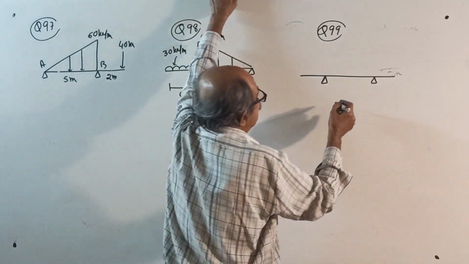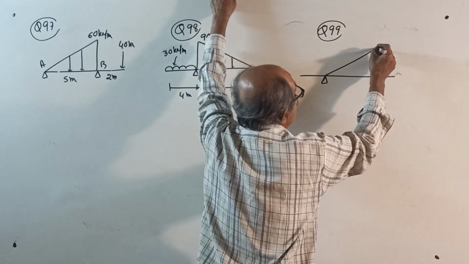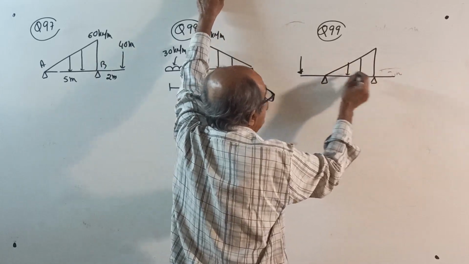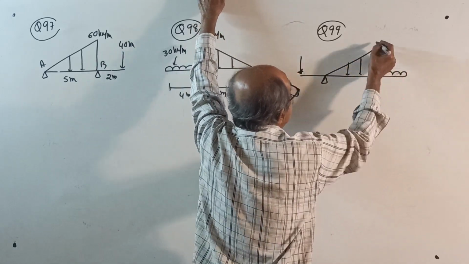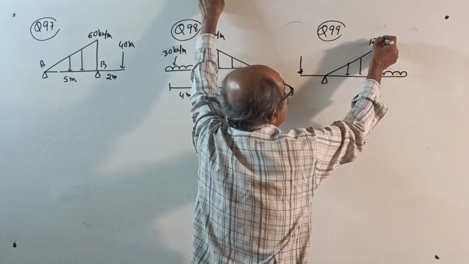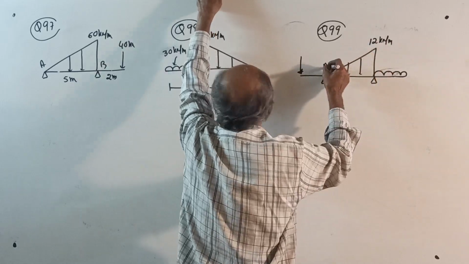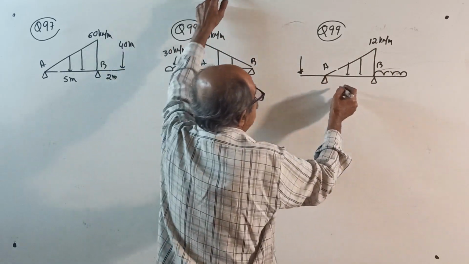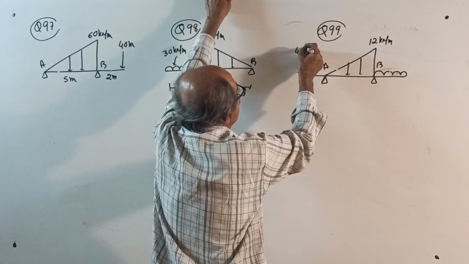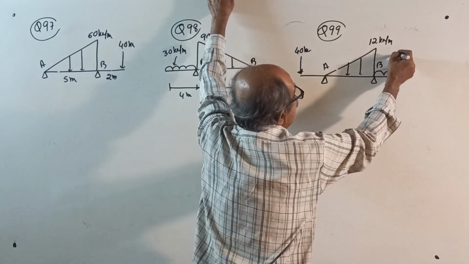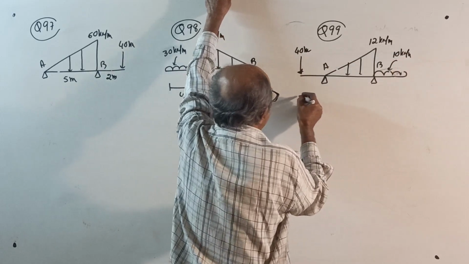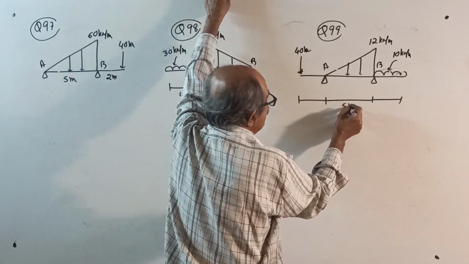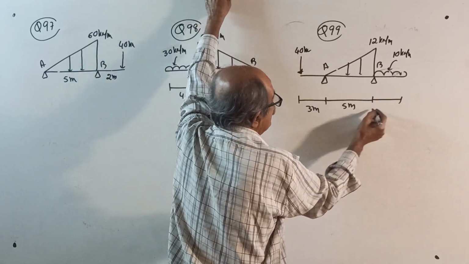But here, a uniformly varying load here, a point load here, and a UDL here of 12 kilonewton per meter. AB, I forgot to write AB here, A here, B here. AB, point load of 40 kilonewton, UDL of 10 kilonewton per meter. Distances are, this is 5 meter, 3 meter, 2 meter.